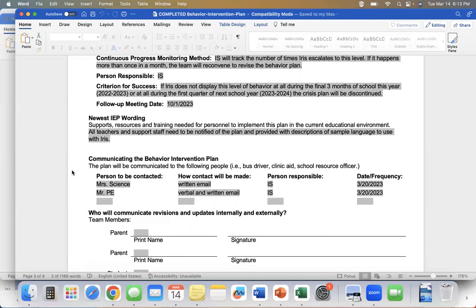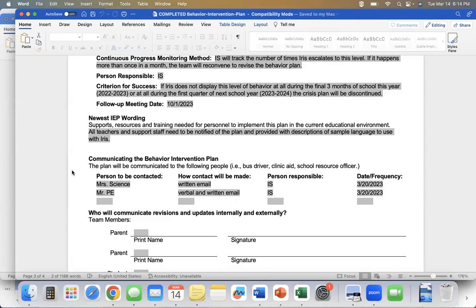And then the newest wording. If this is a change, something that's happening, we need to make sure that all teachers and support staff are notified of the plan and provided with descriptions of some sample language to use with Iris. So what should we say to her when this happens? There may be certain words that trigger her more and escalate the situation, versus certain words or tones that might help her calm down.